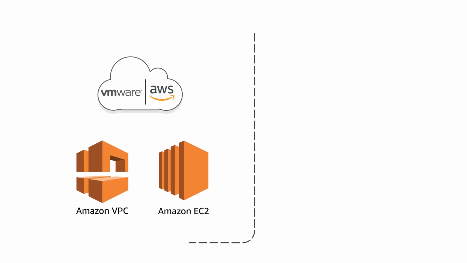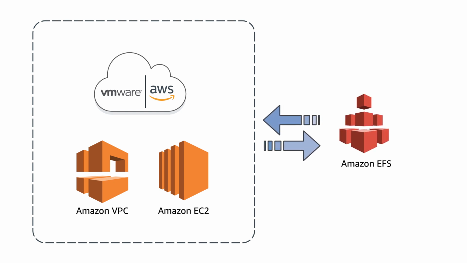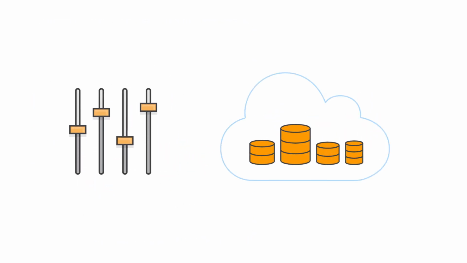With VMware Cloud on AWS, you can now also take advantage of native AWS services. For example, Amazon Elastic File System, or EFS, provides file storage for your Amazon instances. With EFS, you can create and mount a file system on your EC2 instances and VMware Cloud on AWS VMs, and read and write data from your VMs to and from your file system. You can also interact with other widely used AWS services, such as Amazon Aurora for your relational database needs.